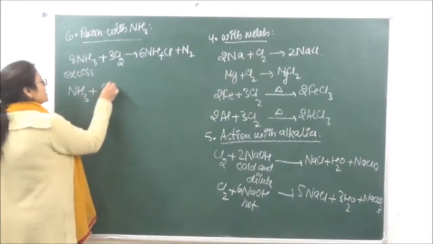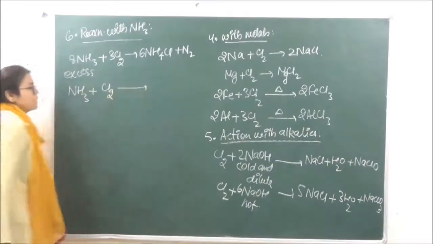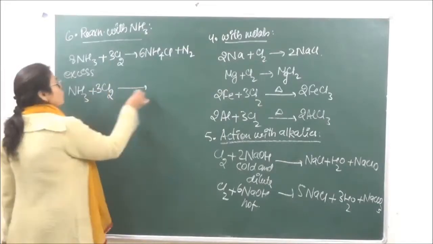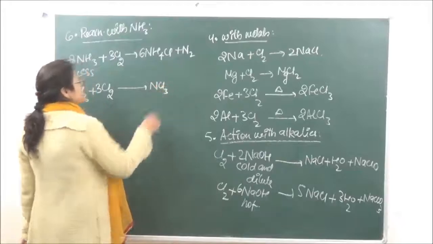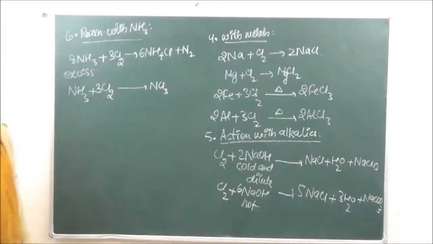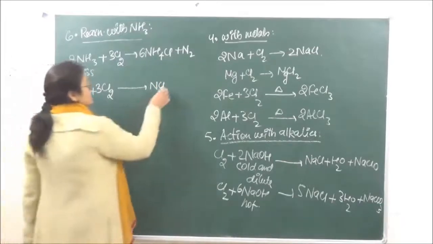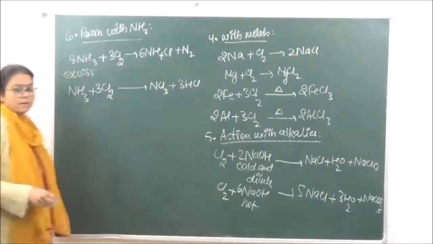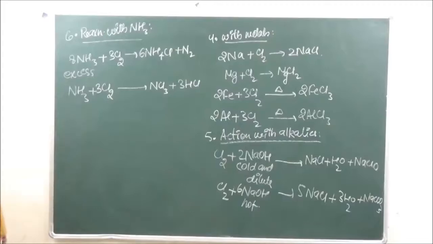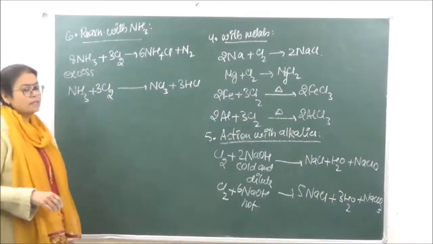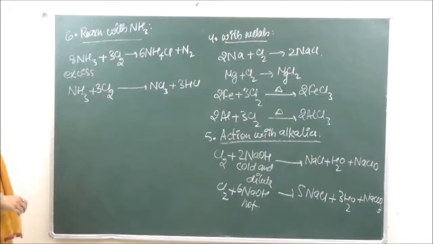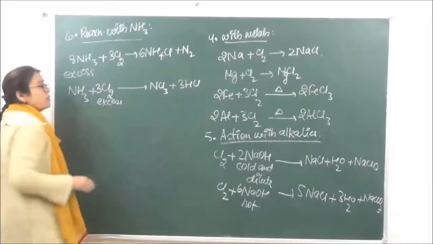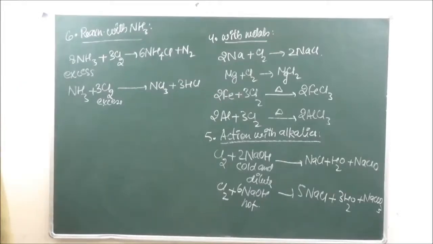But if we are taking chlorine in excess, this is an important reaction with respect to your boards. So यहाँ पे अगर हम chlorine in excess ले रहे हैं, it is going to give us NCl3, nitrogen trichloride plus HCl. This is a poisonous substance which is being produced over here. ठीक है? So अगर हम excess of ammonia लेते हैं तो हमें ammonium chloride plus nitrogen मिलेगा, और अगर हम excess of chlorine लेते हैं तो in that case we are going to get NCl3 plus 3HCl.